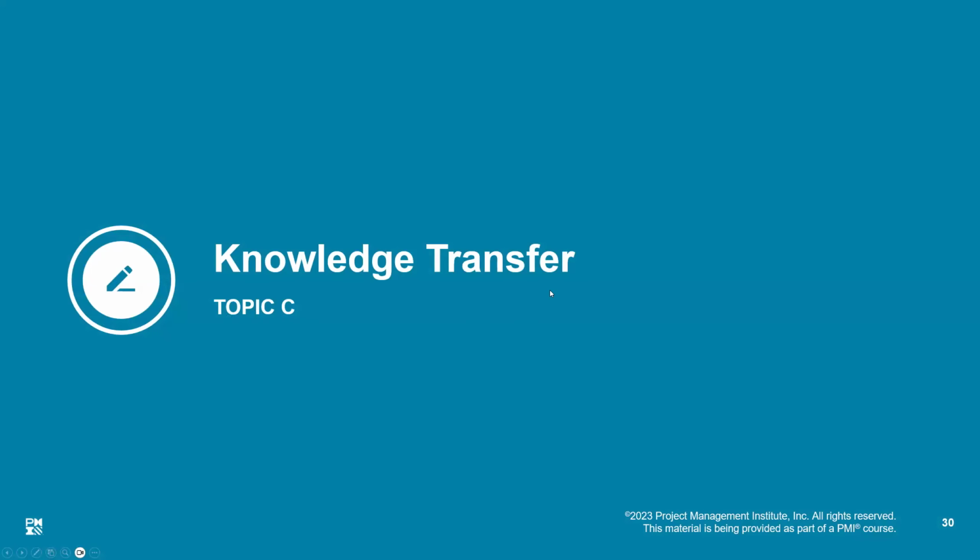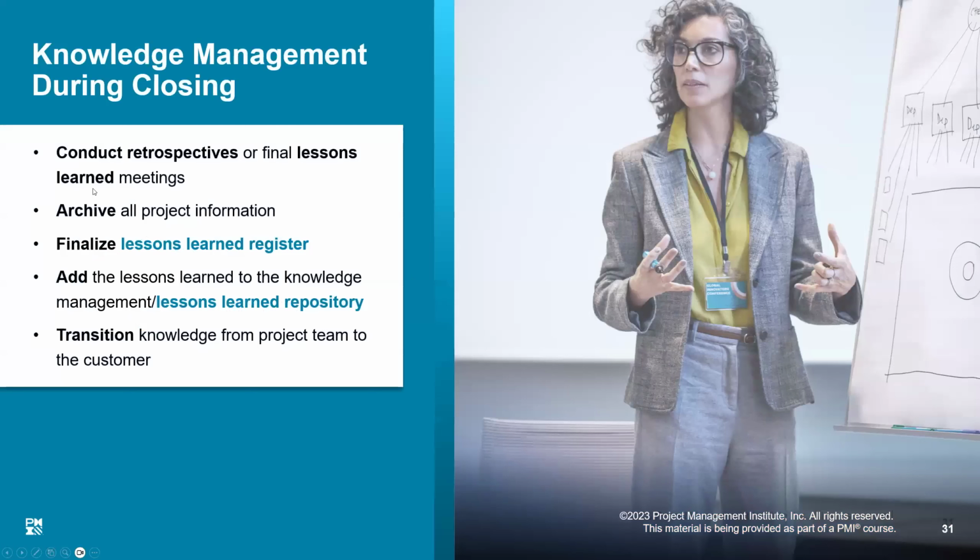Okay, the last part is knowledge transfer. Knowledge transfer is whatever we have learned during the project. Maybe we have recorded them in a lesson learned register, or we have gained certain kind of tangible or intangible knowledge, which we call the tacit knowledge and the explicit knowledge. So that has to be archived or stored somewhere. Conduct retrospectives or final lesson learned. In case of agile, it would be retrospective. In case of predictive, it would be lesson learned meeting. But retrospective happens after every sprint, whereas lessons learned happen only once at the end of a project or phase.